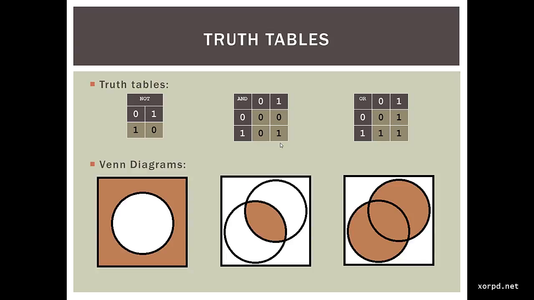Some other representation is Venn diagrams. Venn is the name of the person who invented those diagrams. Take a few seconds to look at the diagrams and try to understand how they relate to the NOT, AND, and OR operators.